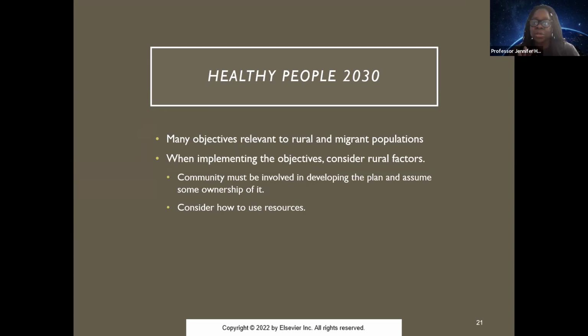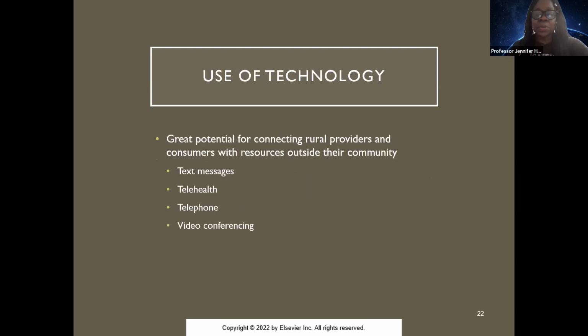Consider how you are going to use the limited resources to create things like mobile clinics to reach more individuals, and just be creative in how you're going to use the limited resources that you have. And then technology comes into play as well, because you can also think of doing things like telehealth and text messaging and video conferencing if they're not able to get into the traditional clinic setting.